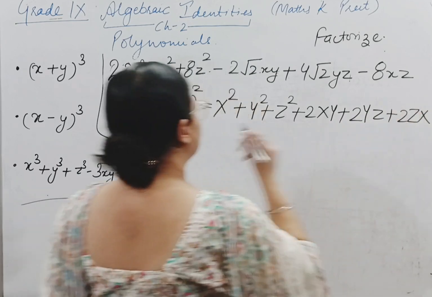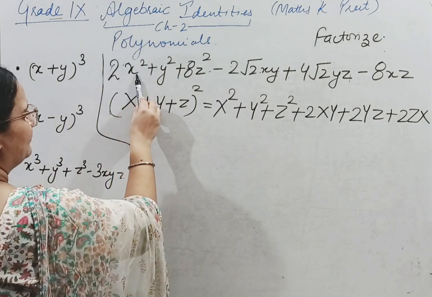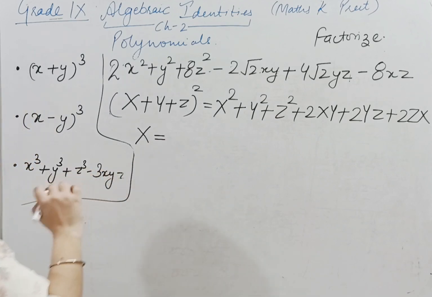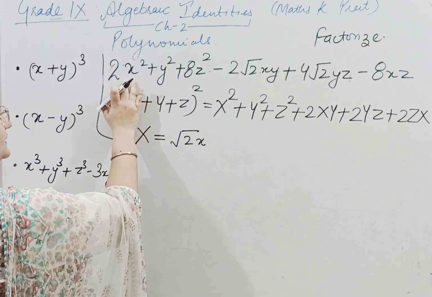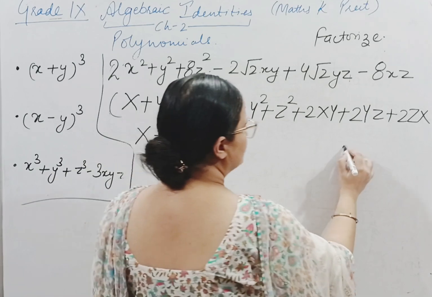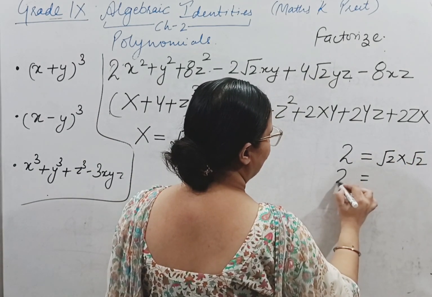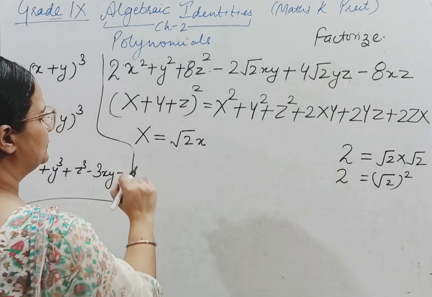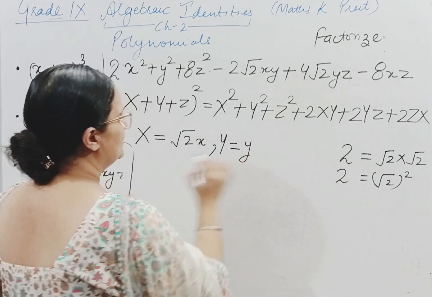This was the identity. So on comparing, actually this is 2x square. So I can take capital X as root 2x. If I have to make whole square of this, it will become root 2 x square, so root 2x. Why? Because 2 can be written as root 2 into root 2, which we all know. So 2 can be written as root 2 whole square. That's why I have written capital X is equal to root 2x. Y is simply small y, so capital Y is equal to y.